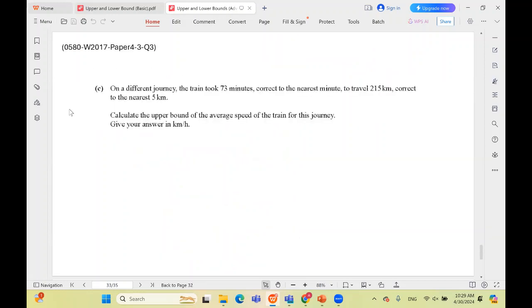For the final question on this video, we are told on a different journey, the train took 73 minutes, correct to the nearest minute, to travel 215 kilometers, correct to the nearest 5 kilometers. Calculate the upper bound of the average speed of the train. So let's use the same equation again. Distance equals speed times time. We want the speed, so we rearrange the equation. This is the same as dividing both sides by t, so S equals d over t.